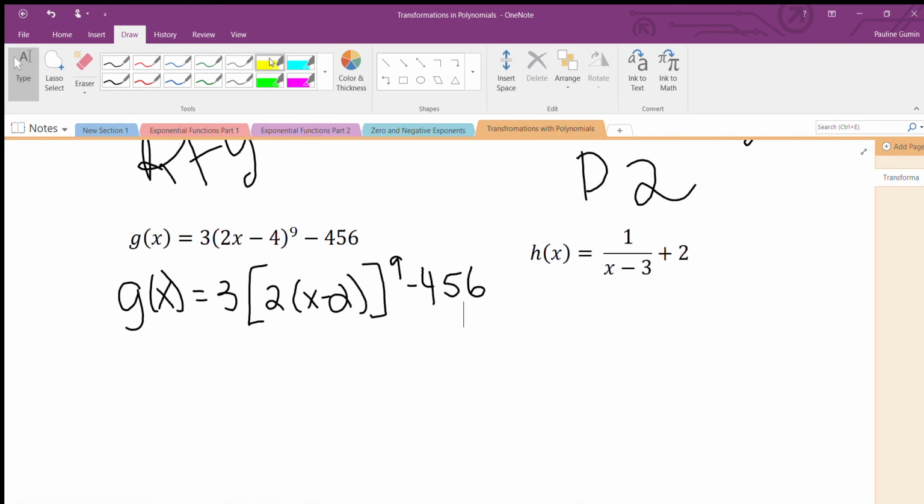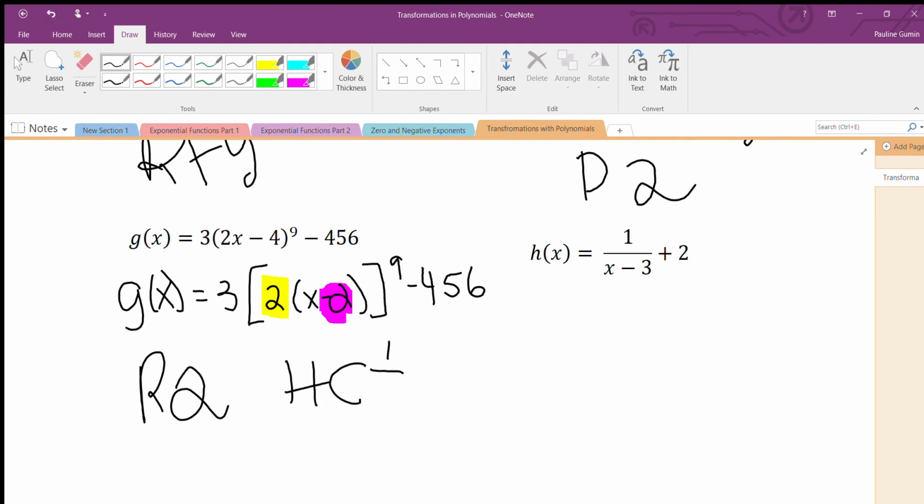Let's start on the very, very, very inside. We have -2. And that's to the right 2. Then we have a 2 right here. Again, everything's backwards. This is a horizontal compression by 1/2. Dividing by 2 is the same thing as multiplying by 1/2. Dividing by 3 is the same thing as multiplying by 1/3, etc.